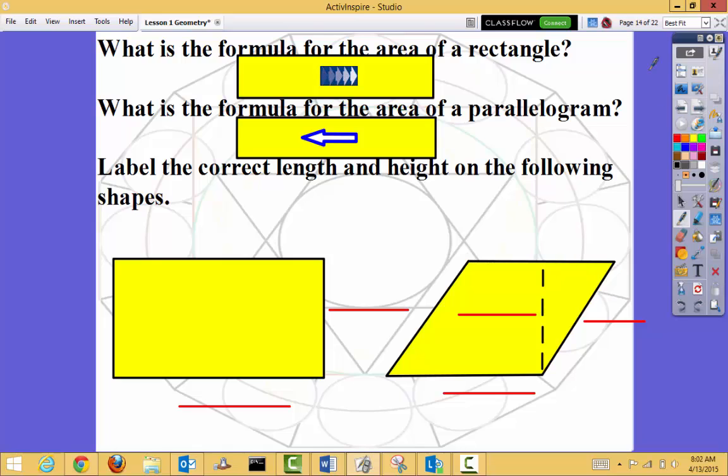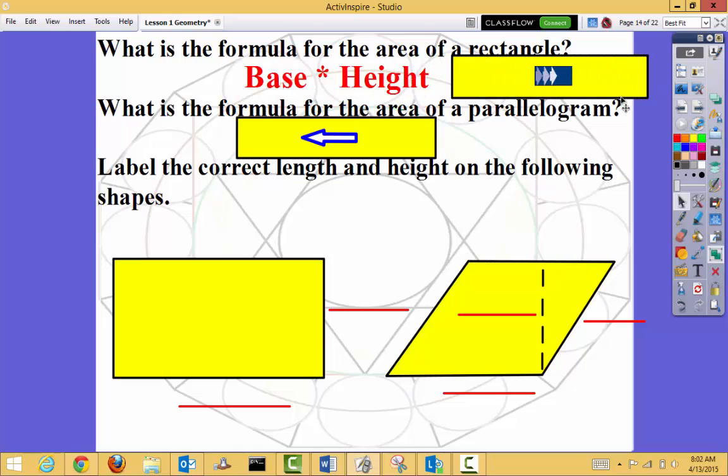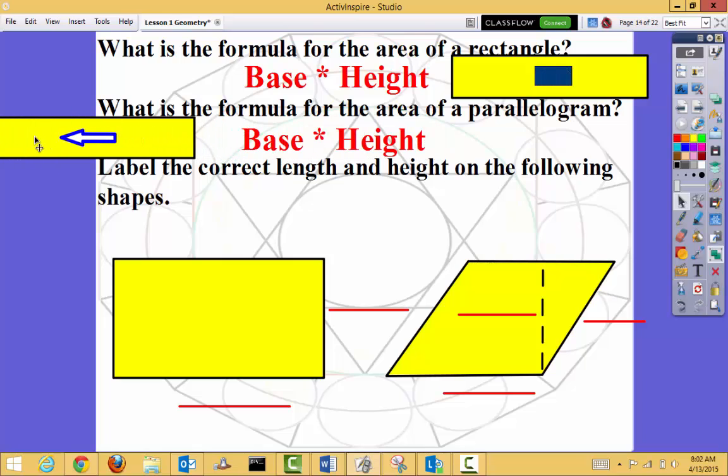All right, what is the formula for the area of a rectangle? Well, my formula is base times height. What is the formula for the area of a parallelogram? Well, you'll notice from our previous example, it was the exact same thing, base times height. So what I need to do now is label the correct length and height on the following shapes. So what is this one over here?